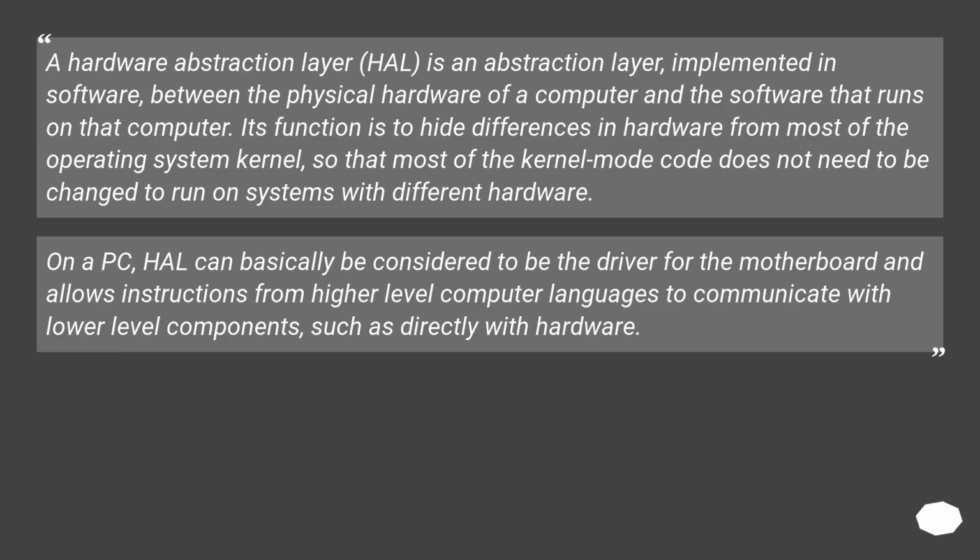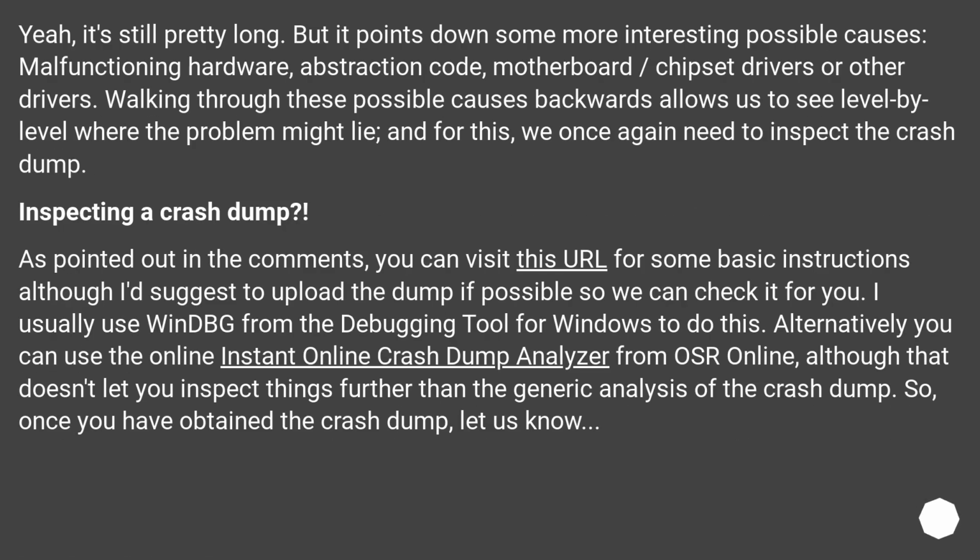A hardware abstraction layer, HAL, is an abstraction layer, implemented in software, between the physical hardware of a computer and the software that runs on that computer. Its function is to hide differences in hardware from most of the operating system kernel, so that most of the kernel mode code does not need to be changed to run on systems with different hardware. On a PC, HAL can basically be considered to be the driver for the motherboard and allows instructions from higher-level computer languages to communicate with lower-level components, such as directly with hardware. Yeah, it's still pretty long.